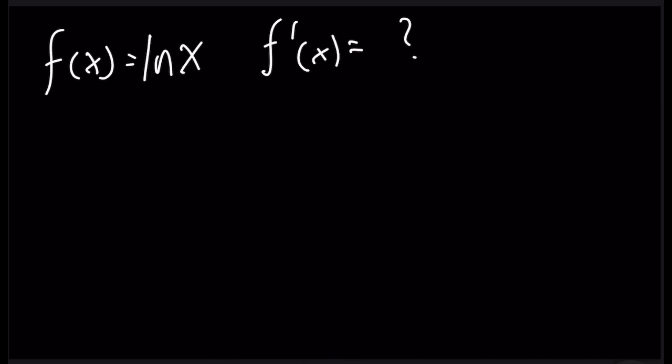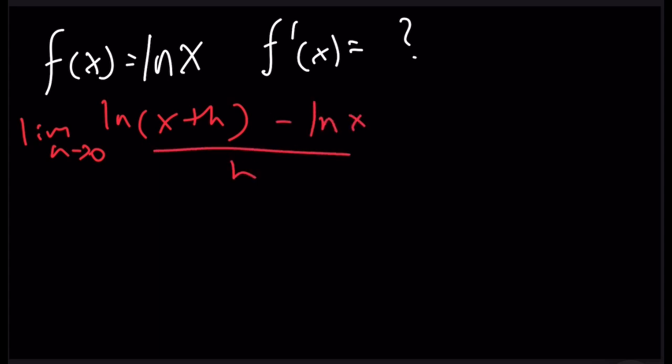Now let's try proving the derivative of the natural log of x. We have the limit as h approaches 0 of the natural log of x plus h minus ln x, all over h. We can combine these two terms using our logarithmic identities to be the natural log of x plus h over x, which is 1 plus h over x. And I'll just write this 1 over h out here.